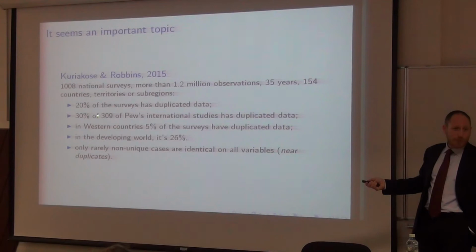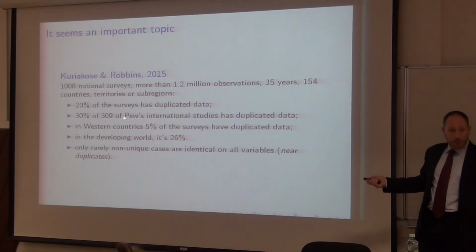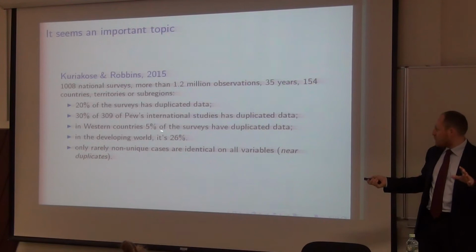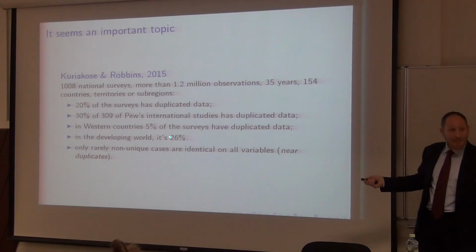30%, and this is where Pew got angry, 30% of the 309 Pew international studies has duplicated data. In Western countries, this is very important. In Western countries, 5% of the surveys have duplicated data. In developing countries, on average, this is 26%.